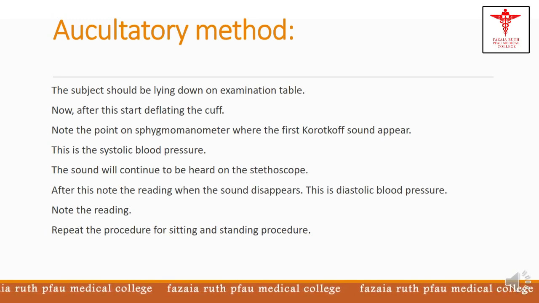When you do it slowly, you will come to a point where you will start appreciating a sound. When the first sound, the Korotkoff sound, appears, note that reading. That is your systolic blood pressure reading. And as you come down, the sound will disappear again. The moment where the sound disappears, that is your diastolic blood pressure reading. So you note the systolic and diastolic blood pressure readings. That is the exact blood pressure of that subject.